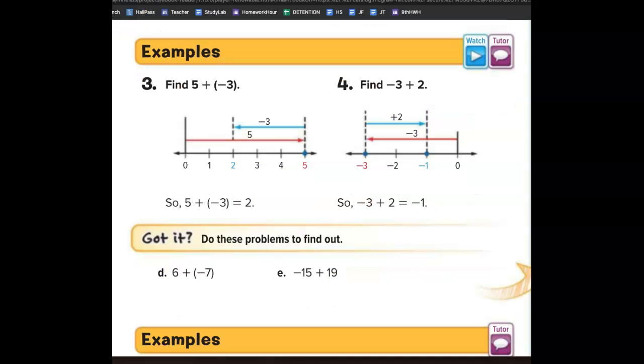Number 6. Same sign or different sign? Desiree, same sign or different sign? I have positive 6, negative 7. Those are the same? No, they're different. So we find the difference, which means subtract.